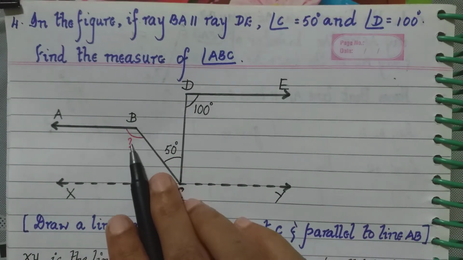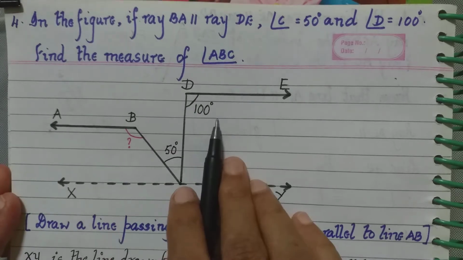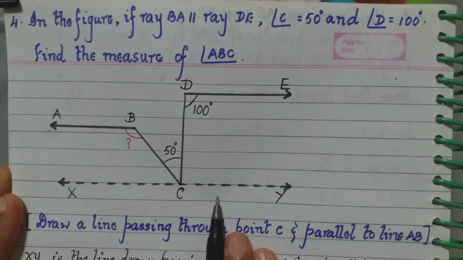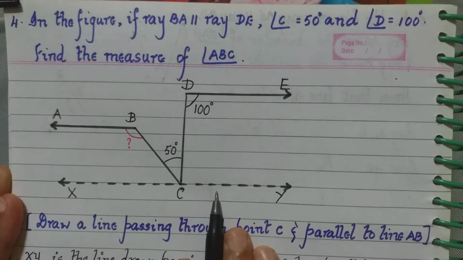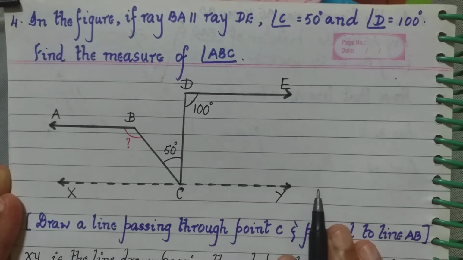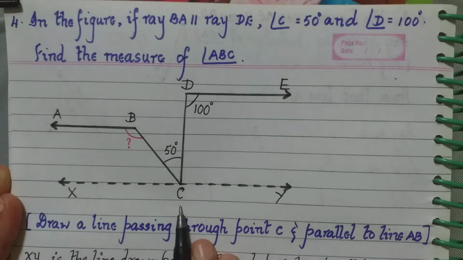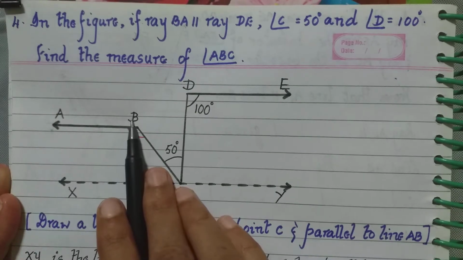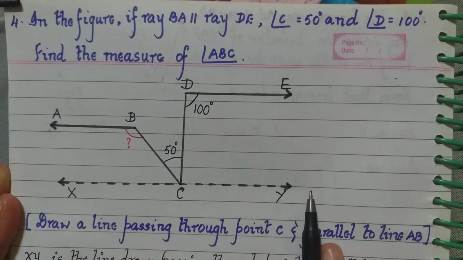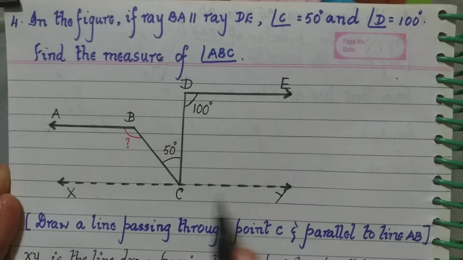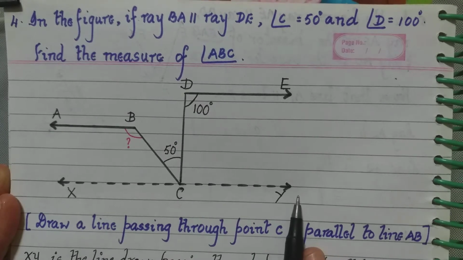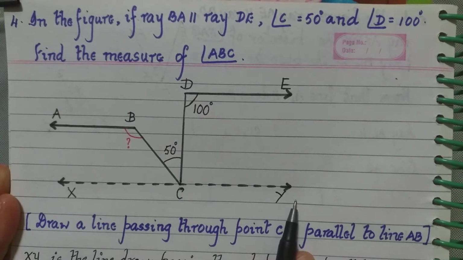So I marked this in red. We have to find this angle. Now to find the measure of angle ABC, we have to do a construction. Now what is the construction we have to do? You are seeing that we are drawing a line passing through this point C, and also it is parallel to this line AB. What is the name of the line? It is XY. So we draw a line passing through point C and parallel to line AB. We can name this line XY.